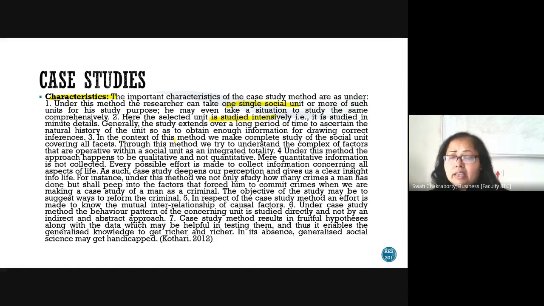In the context of this method, we make a complete study of the social unit covering all the facets. Here, the approach happens to be qualitative and not quantitative, right? Where we want more of the why, not just the data, right? And in this method, an effort is made to know the mutual interrelationship of causal factors. Also, the behavioral pattern of the concerning unit is studied indirectly, not by an indirect and abstract approach. It results in fruitful hypotheses along with the data which may be helpful in testing them, right?